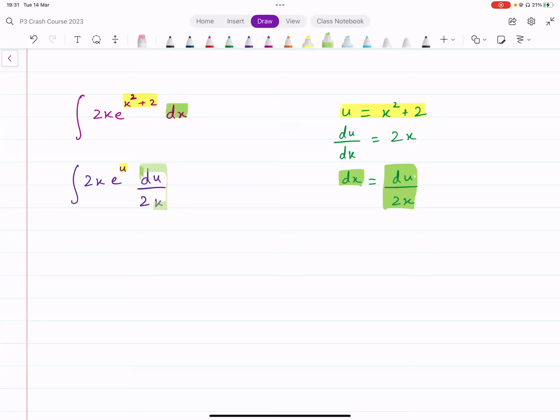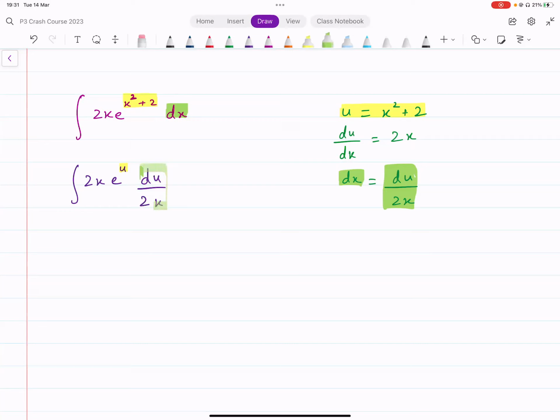Okay, so that's what you do here. And now you notice 2x and 2x get cancelled automatically. So this 2x gets cancelled with this 2x, and you're just left with e raised to power u with respect to u. This is something that you can integrate now.